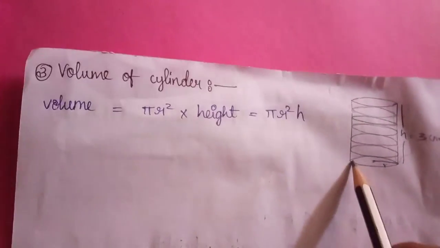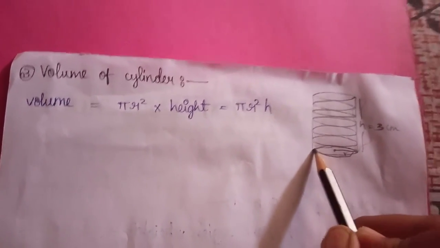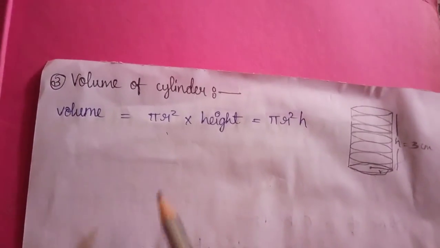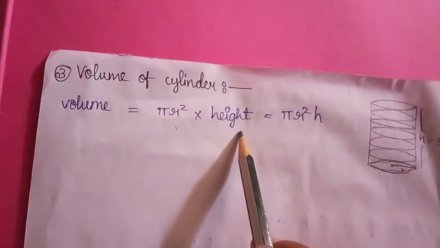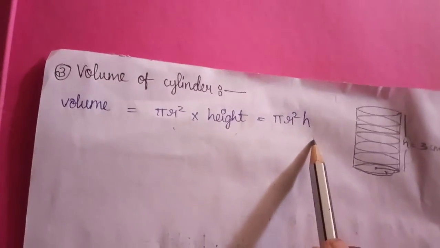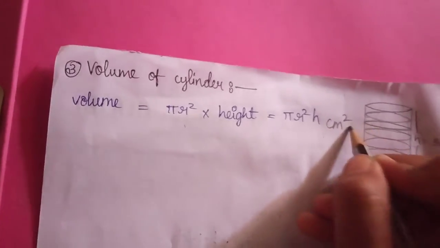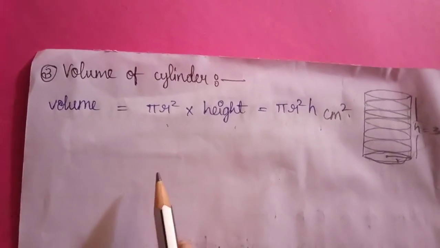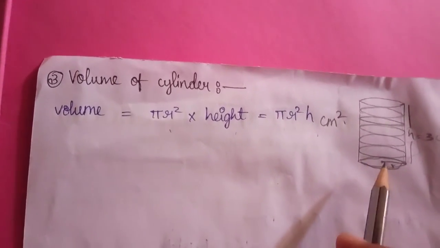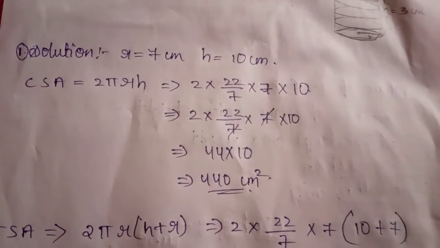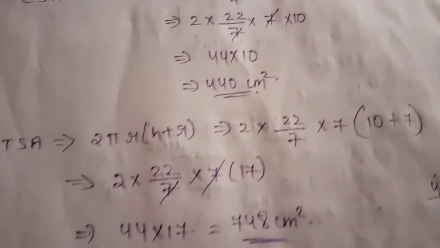So here a coin is in circular shape. So the area of circle is pi r square, and arranging in vertical order gives the height. So into height equals pi r square h. And for volume, the units are centimeter cube. Okay, this is about the volume of cylinder. The formula is pi r square h. Here we already know the formulas for cylinder: CSA, TSA, and volume.